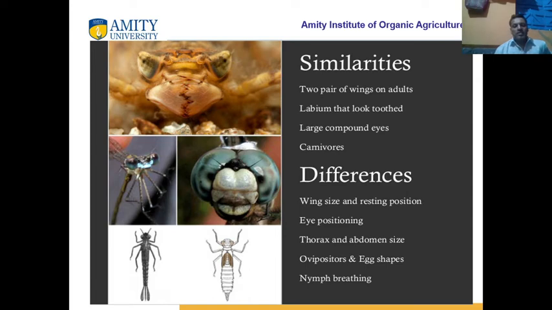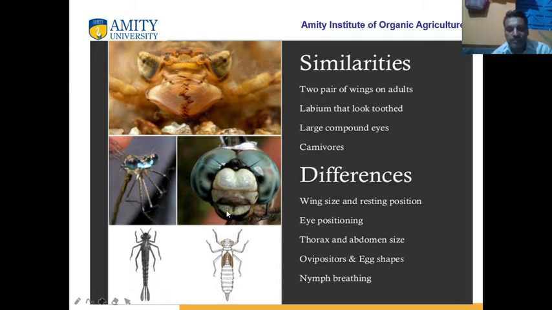Now we can see what the differences are between dragonfly and damselfly. Before the differences, we should note the similarities. What is similar between dragonflies and damselflies? Both have two pairs of wings as adults, whether dragonfly or damselfly. The labium looks toothed. This is the labium. You can see it looks like the tooth of an animal.